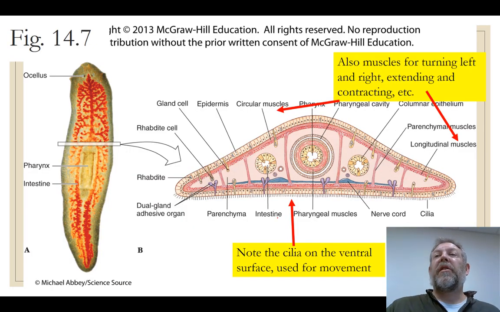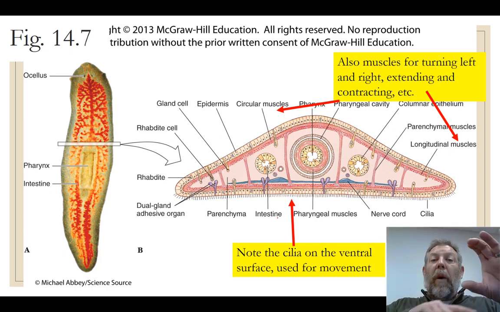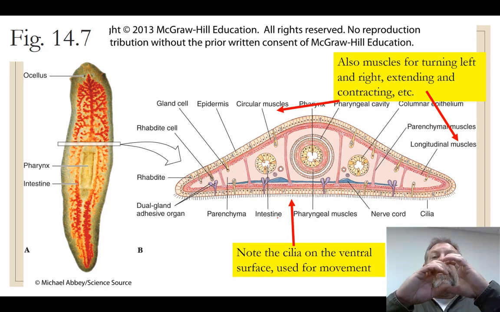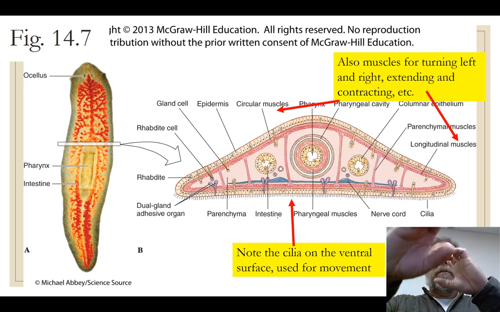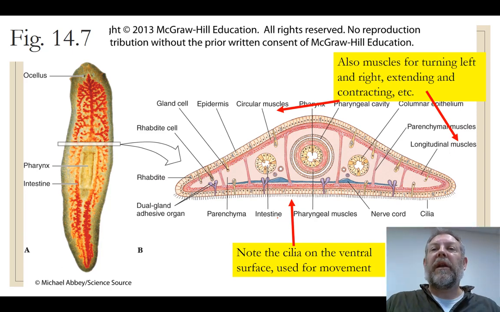And so if you look at, say, the muscular system, you'll notice in this figure here from your book, you've got a couple different kinds of muscles. You've got circular muscles and longitudinal muscles. Longitudinal means along the long axis. And so these are muscles that would make it turn left and right. And circular go around the body. And so they're going to make it contract, and they're going to help it to extend out and come back, and the longitudinal muscles are going to help with that as well.